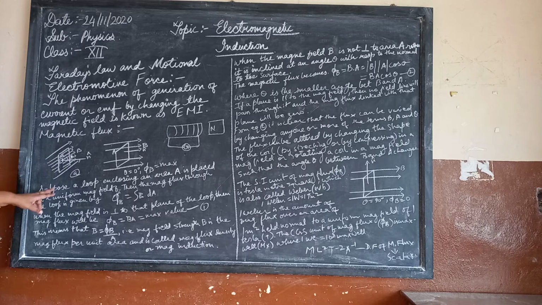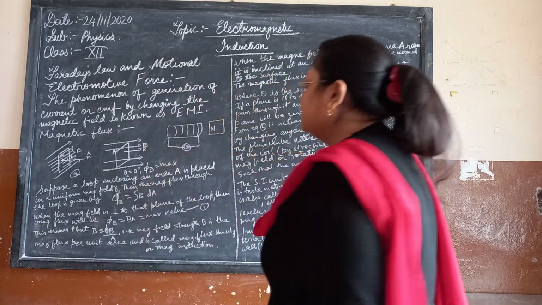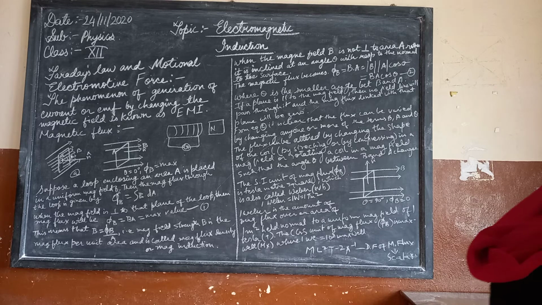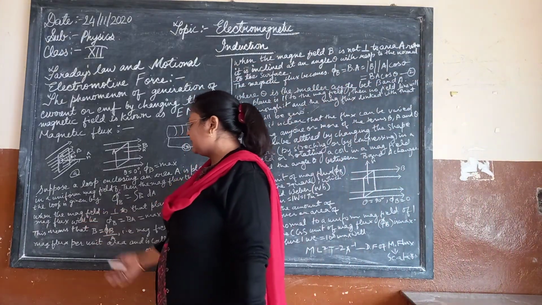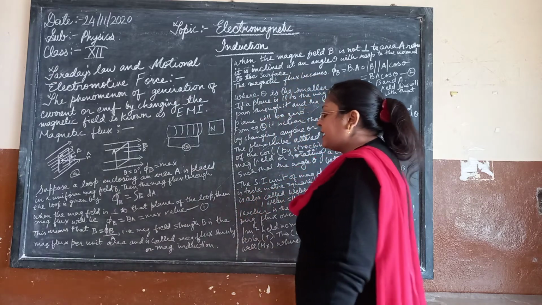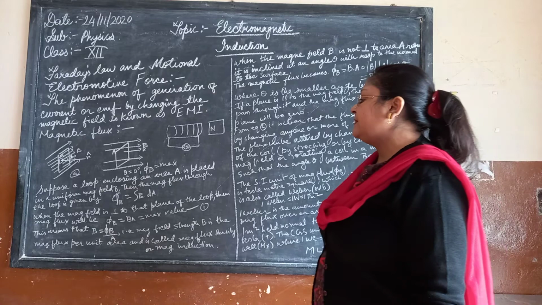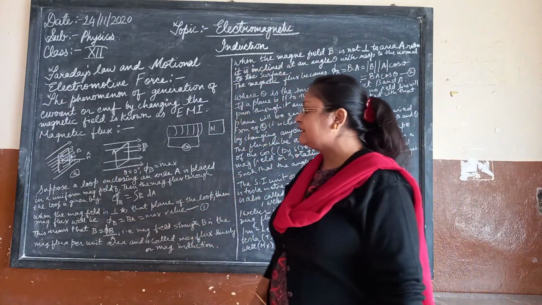So here we have, suppose a loop enclosing an area A is placed in a uniform magnetic field B, then the magnetic flux through the loop is given by phi B is equal to the integral of B dot dA, as we know very well. Now if the magnetic field B is perpendicular to the plane of the loop, then the magnetic flux will be phi B is equal to B dA, which is the maximum value. First equation we can take like this.